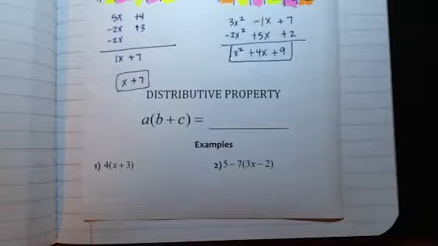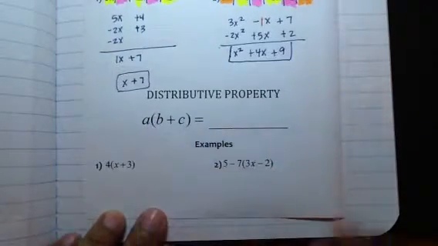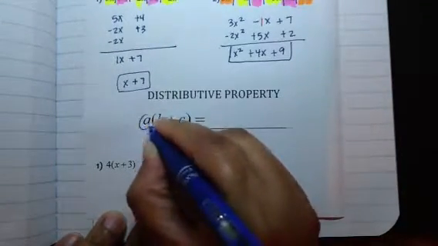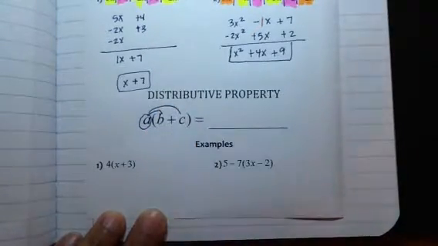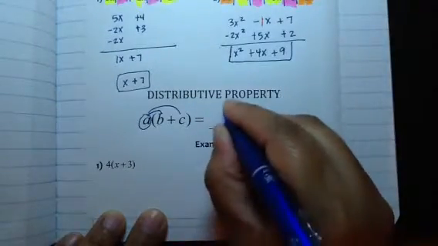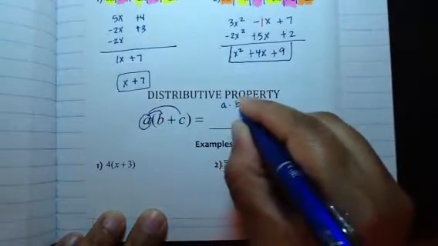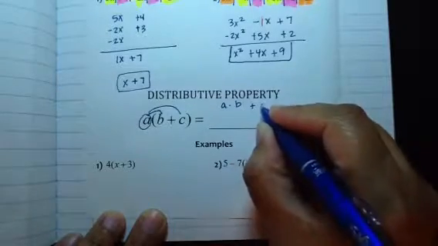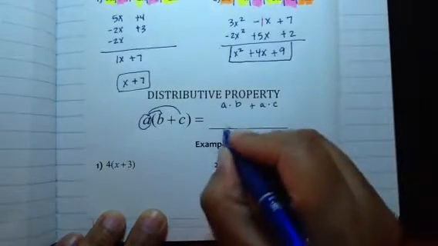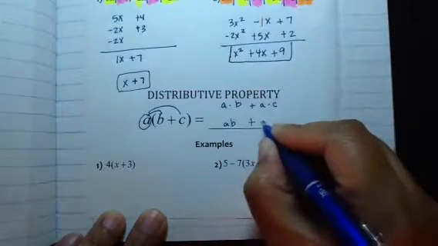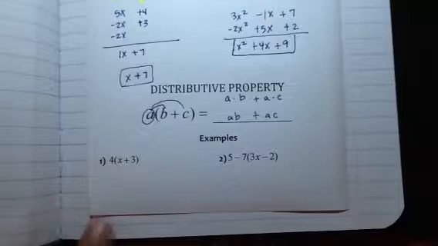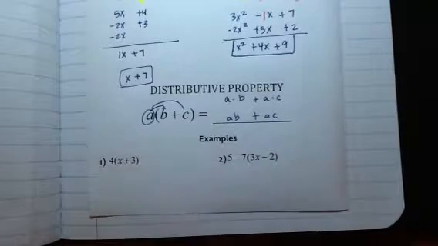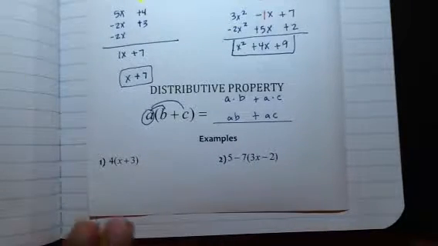Distributive property. Y'all have seen this before. All distributive property is saying is that you're going to take this outside number and multiply it to both the terms inside. So it's essentially saying a times b plus a times c, which we would just write ab plus ac. And we're going to try these with numbers. So the first example we're going to see is going to be really easy, and then we're going to go to the next one that can be a little bit trickier.